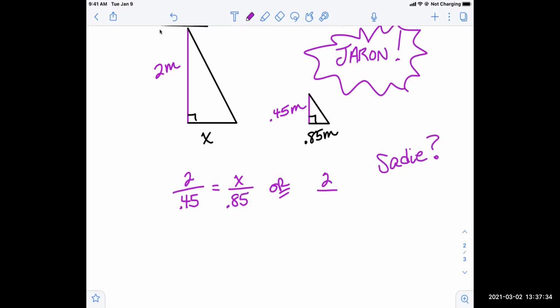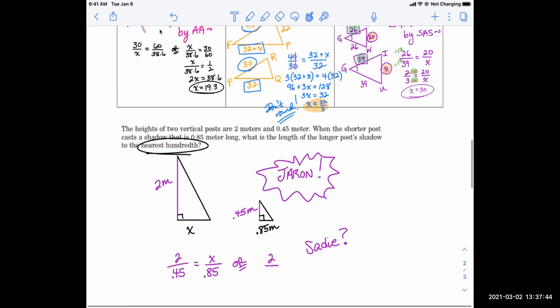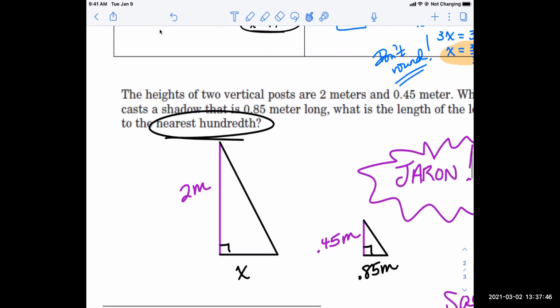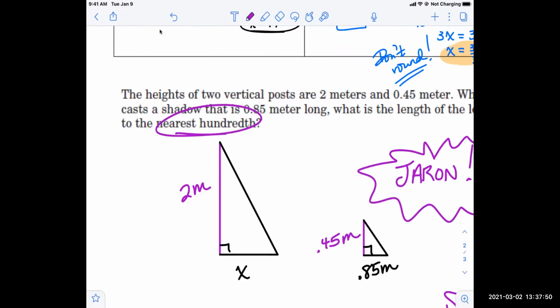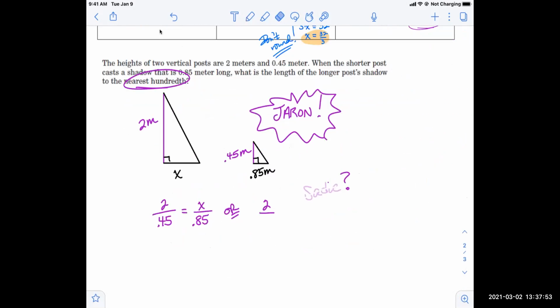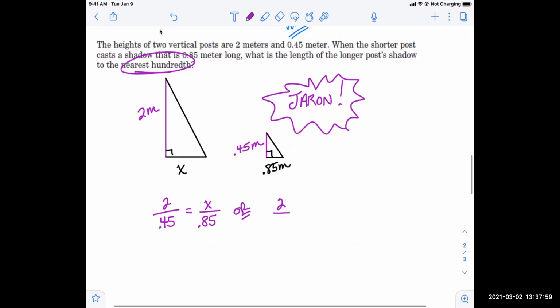Okay, I haven't talked to Peter. The problem said 0.85. Yeah, I didn't make that up. Okay, so if we do 2 to 0.45 and x to 0.85, that'd be fine. What's a different way to set it up? Lily.